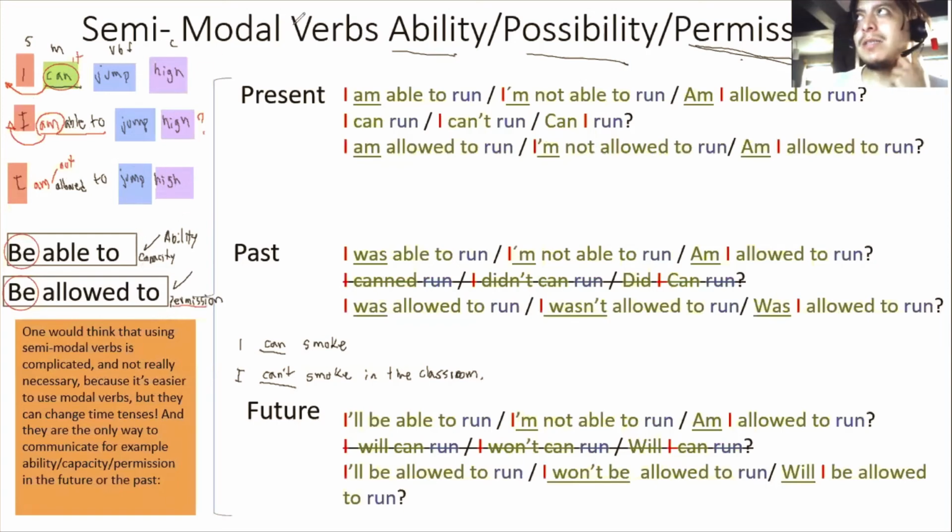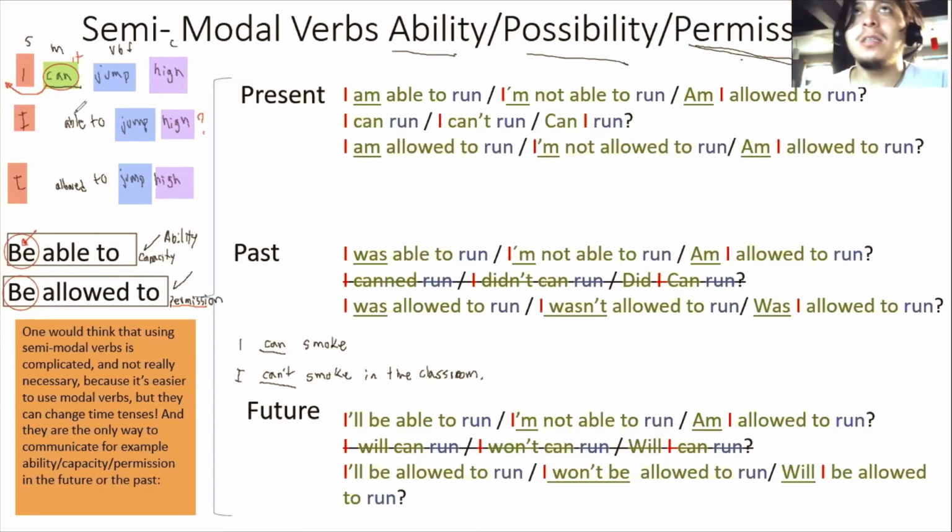Ahora, es más difícil usar los semimodales. Es más difícil porque ya vimos que hay que conjugarlos y pues todo el relajo. Pero ¿cuál es la parte buena? La parte buena es que como están conjugados en presente, también se pueden conjugar en pasado o en futuro. You can conjugate them in the future or in the past. How? Well, this verb to be can be conjugated in the past or in the future.